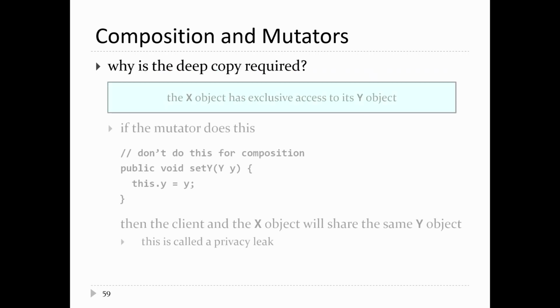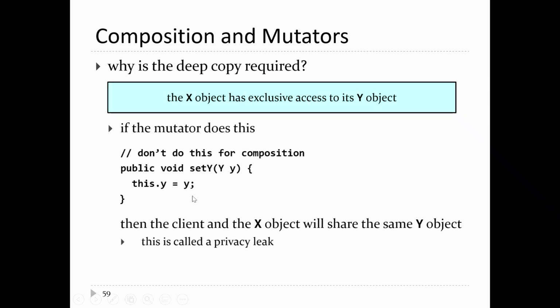Okay, so why is the copy required? Because if you write this y equals y, you're saying my y object is equal to, or is the same object as, the incoming y object. So now you've got a shared reference again. Again, that's called a privacy leak.